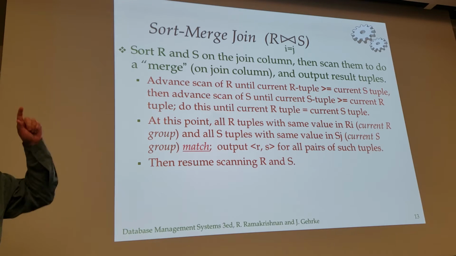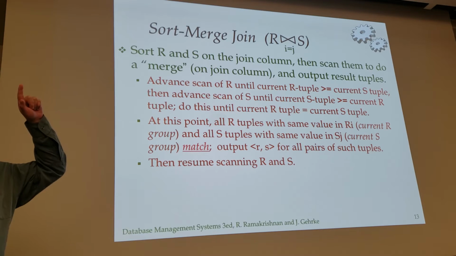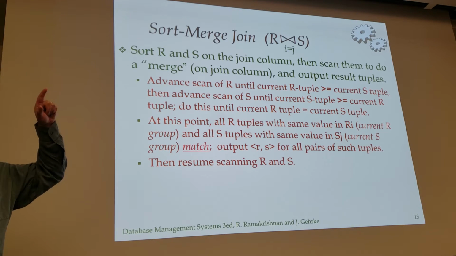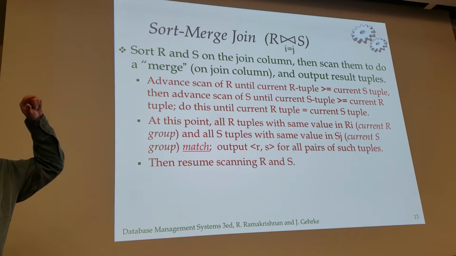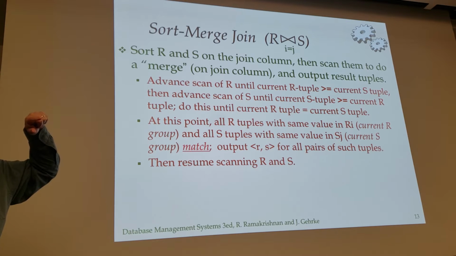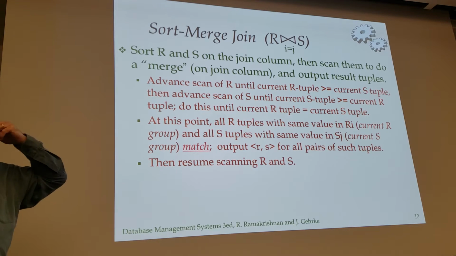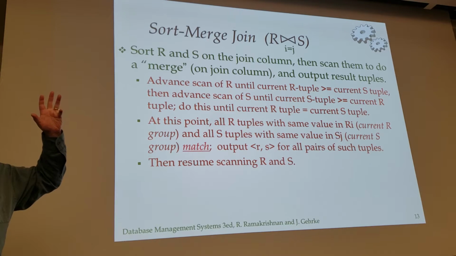And now you're going to go do the merge by saying, whichever one is smaller, I'll advance until I've got a tie. When I've got a tie, for each R tuple, I'm going to find all the matching things in S. And now the next R tuple that has the same value, all the matching things in S. And the next R tuple, all the matching things in S. Until I get to a point where there are no cross matches for the current value.